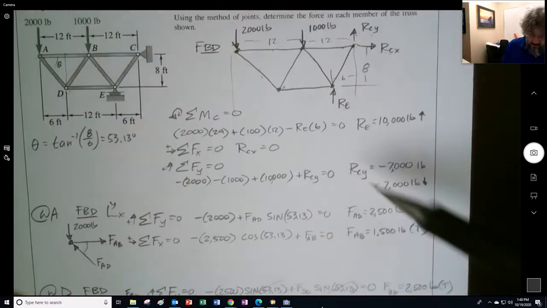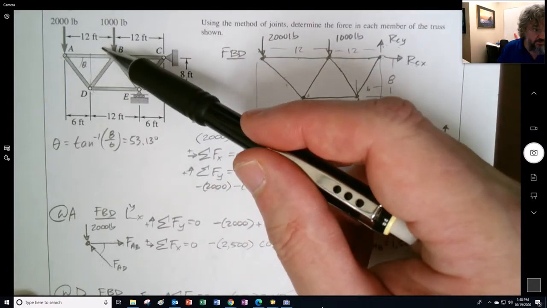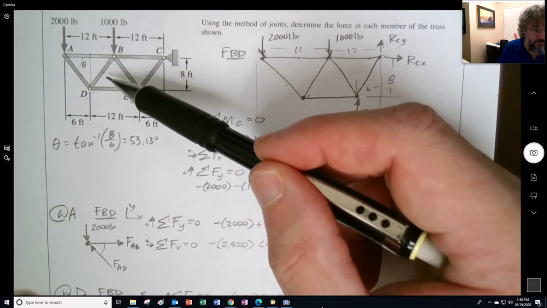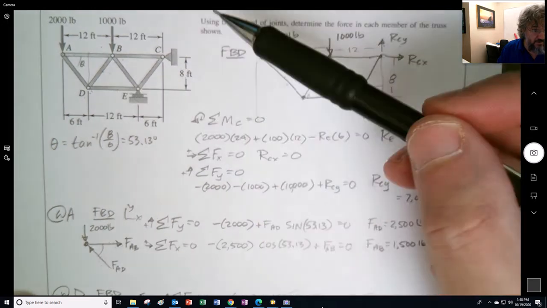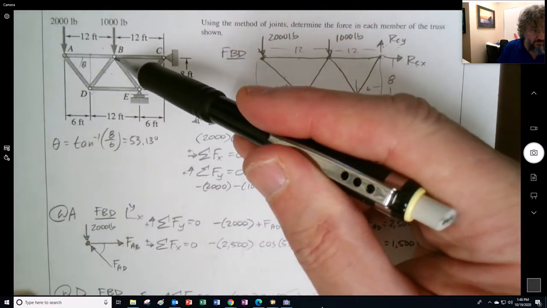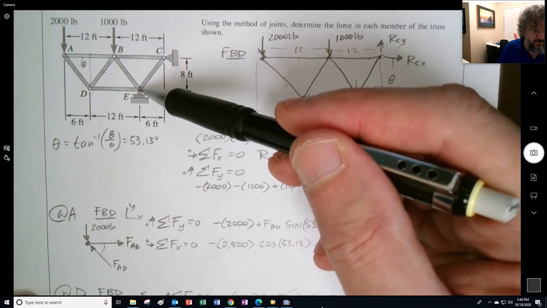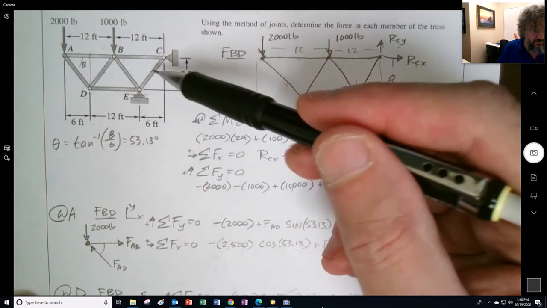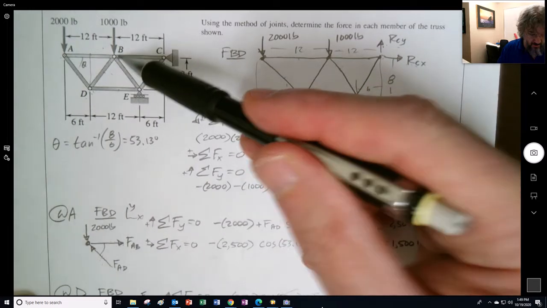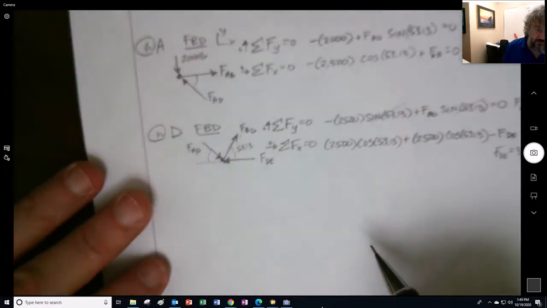Now we know this member, this member, this member, and this member. Therefore, maybe it makes sense to go to B. We might have been able to go to E. No, I don't think so, because we didn't know this member and this member. But we're going to go to B next. All right, is that true? Okay, yes.